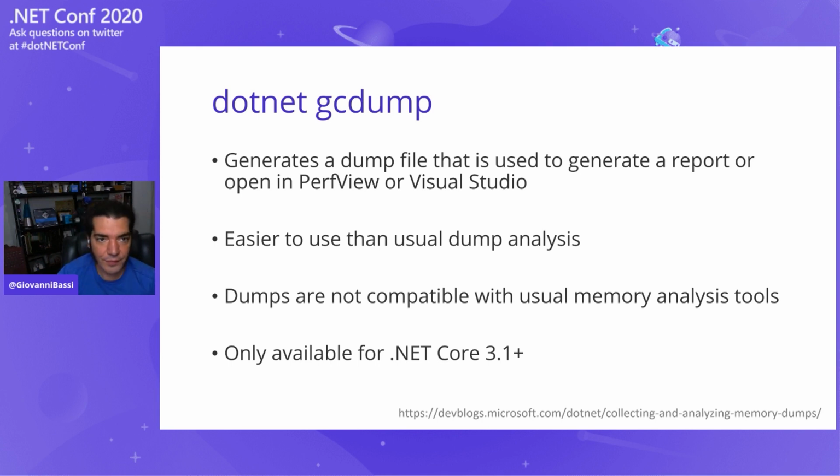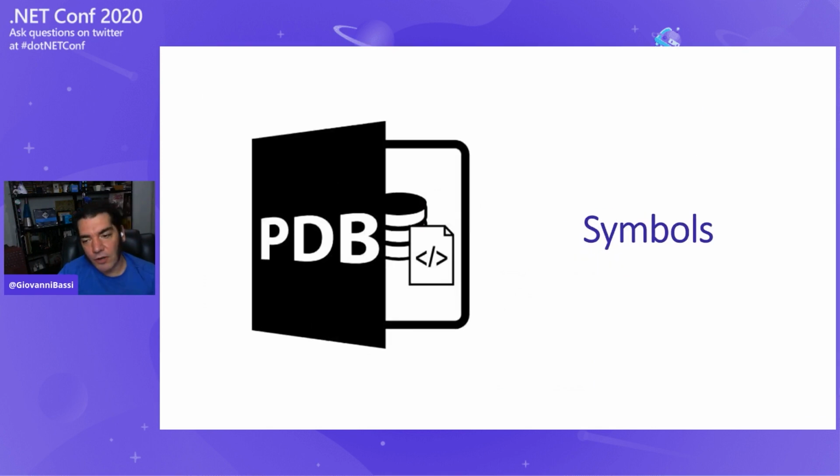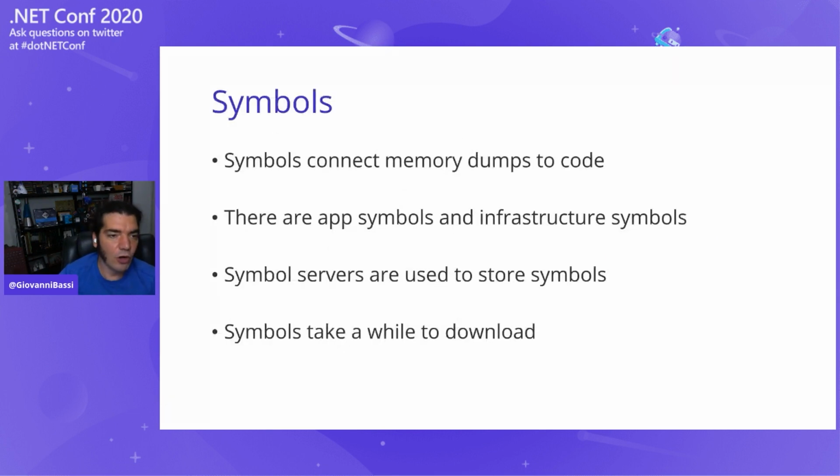Let's talk a little bit about symbols. Symbols are super important. I showed you that when you publish an application, you usually publish symbols, and you have seen those. Maybe you didn't know what they were for, but those are the .pdb files that get published when you publish a .NET application. So they actually connect your memory dumps to your code. They are mapping what's in memory to your source code.